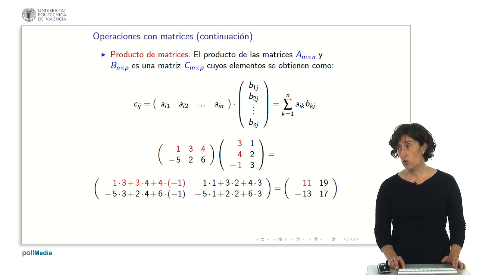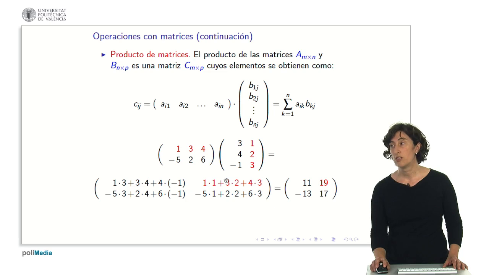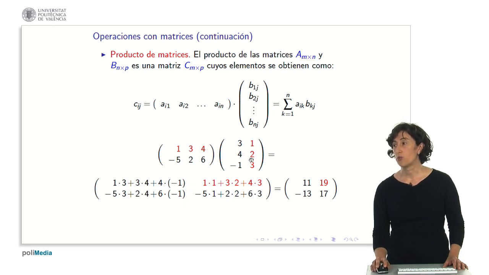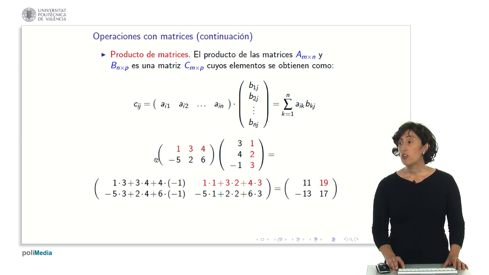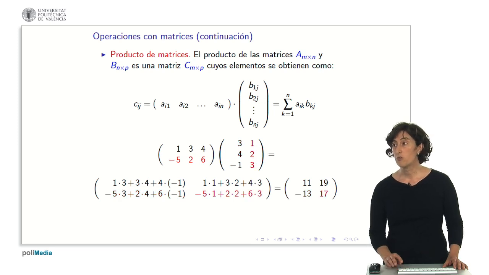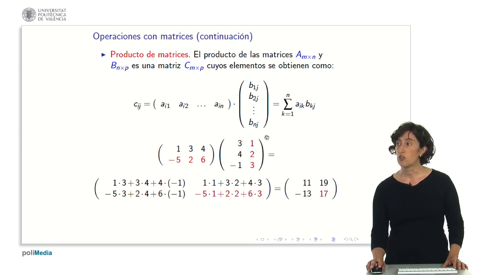The first element, if I do all those operations, is 11, a number. The second element is the first row multiplied by the second column, that is the elements of row 1 multiplied by column 2: 1 times 1, 3 times 2, 4 times 3. I do all those operations and I get 19. The element of row 2 column 1 is row 2 multiplied by column 1: minus 5 times 3, 2 times 4, and 6 times minus 1, and I sum it up, and it gives me minus 13. And the element of row 2 column 2 is row 2 multiplied by column 2: minus 5 times 1, plus 2 times 2, plus 6 times 3, and that gives me 17.